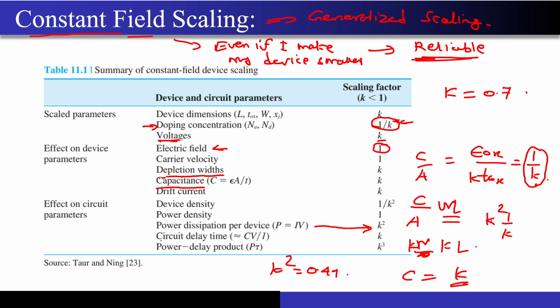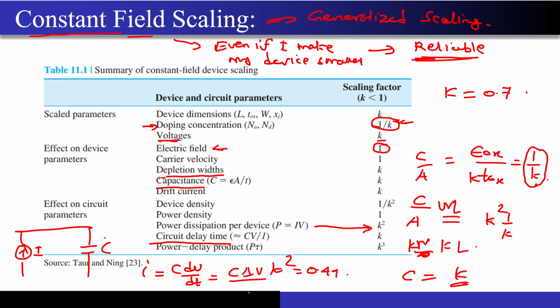And if you look at the circuit delay time, how will you look at this circuit? The best way is to assume that I have some current I, and it is trying to charge a capacitor C. You know that I is equal to C dV by dt. I is equal to C dV by dt. Correct? So dV I can write as delta V, and dt I can write as delta t.